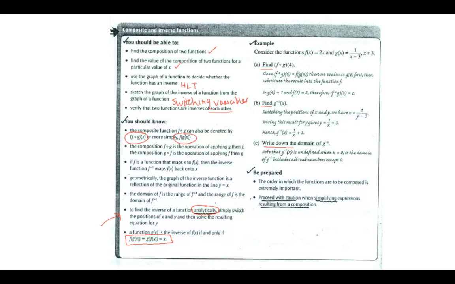G inverse, you can switch and solve and use the appropriate notation, right? So like this was our notation. This is the notation we ended up with. Note that g inverse of x is undefined when x equals 0. So the domain of g inverse includes all real numbers except for 0.